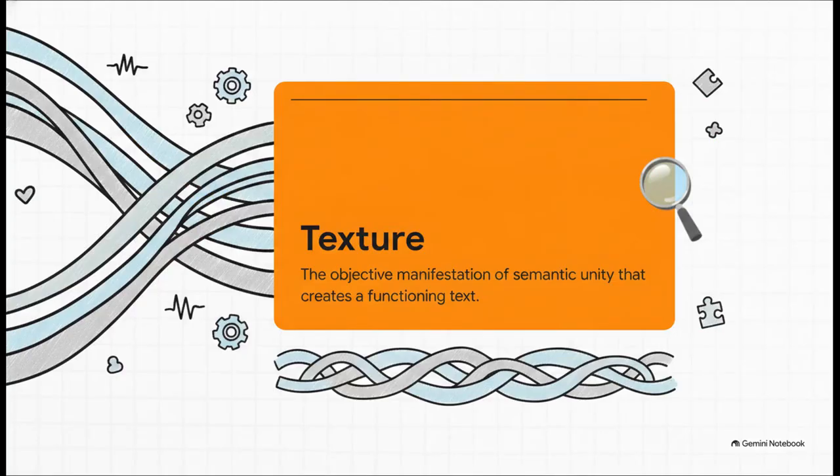And the objective manifestation of that semantic unity? That's what we call texture. Think of texture as the actual fabric of language. It gets created when cohesive ties stretch across sentence boundaries, expressing continuity. It's exactly what tells your brain, hey, these sentences aren't just an isolated inventory of words. They are interdependent parts of a single, functioning organism.